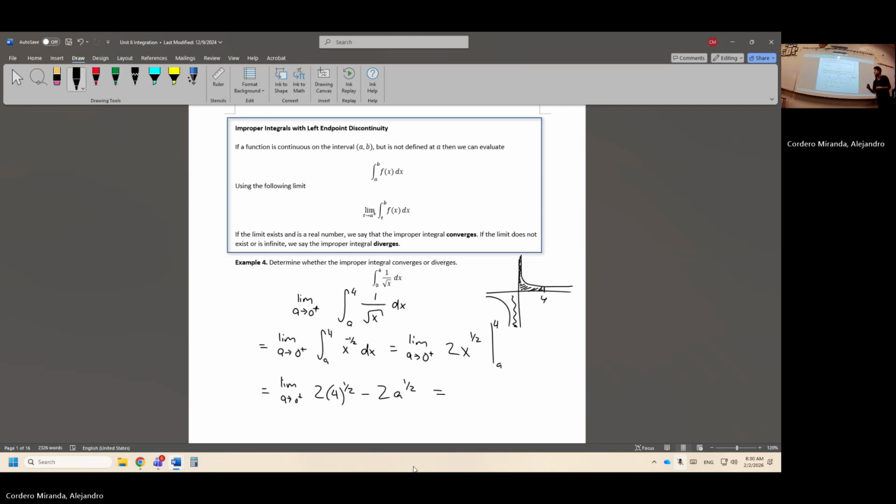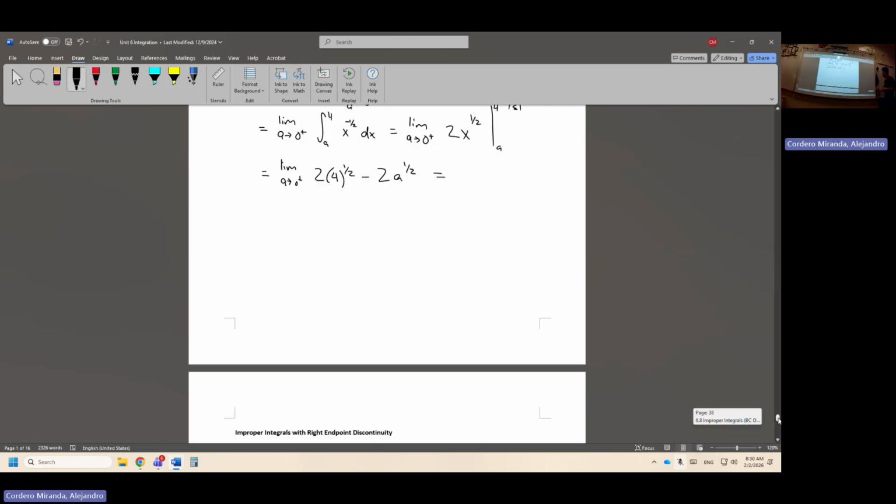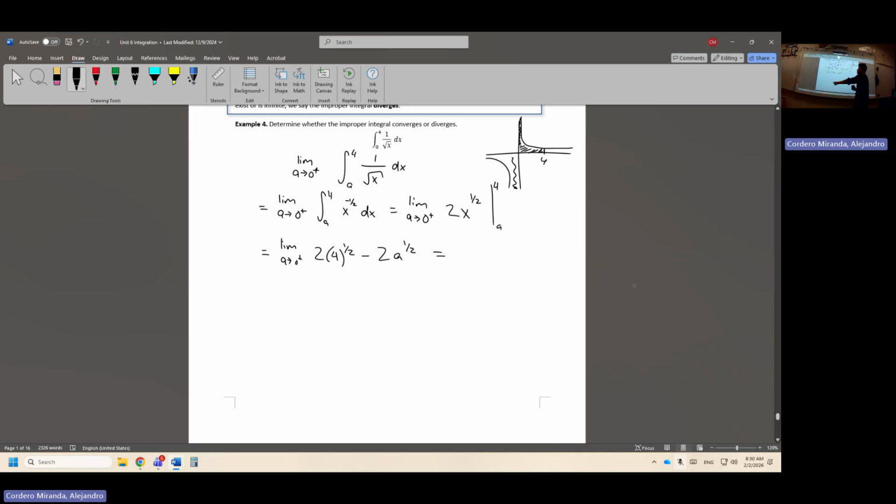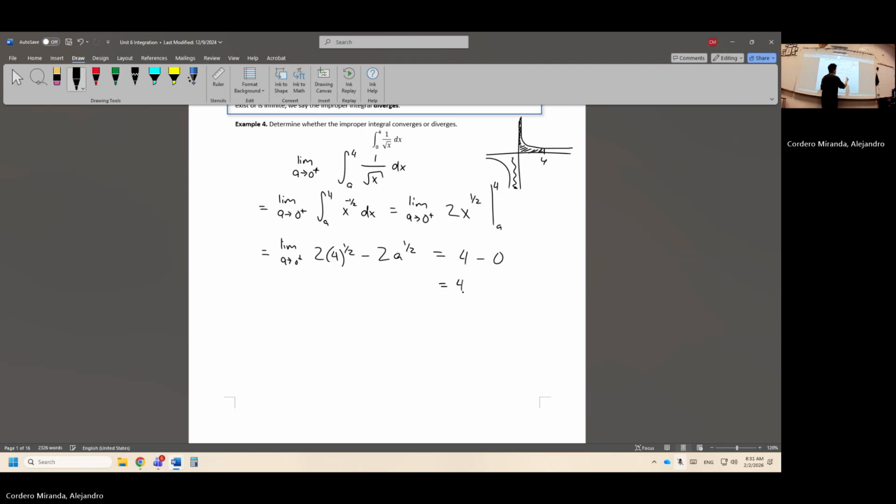Okay. And then here's one where you don't even really got to know parent functions, because as a goes to a number, you can just plug in the number and you're good. So what I mean is 2 times 4 to the 1/2 would be 2 times 2, which would be 4, minus, and if I plug in 0 to this a, I'll get 0. There's no undefined nature of this. This is just straight up square root of 0 is 0. So this part will go to 0. You get 4, and then to answer the question, this converges because I got a number.